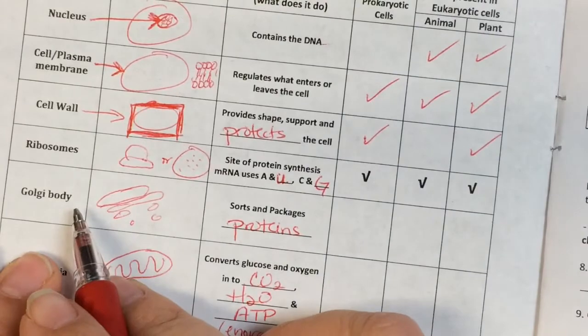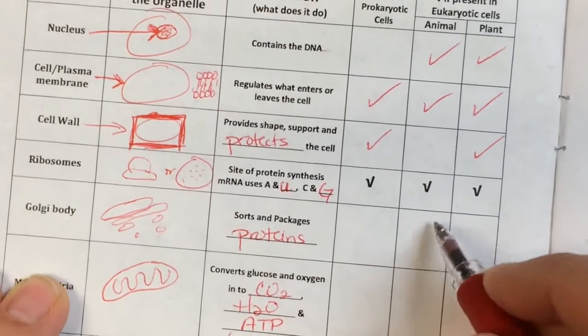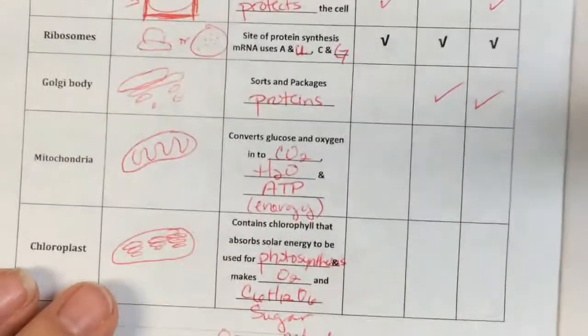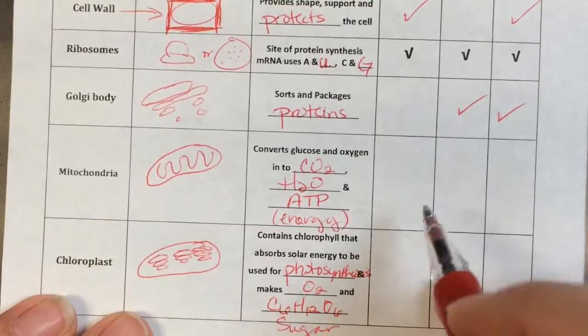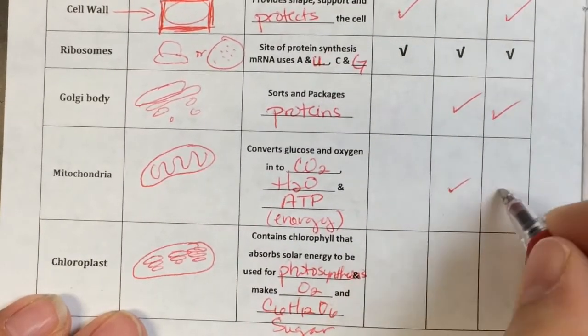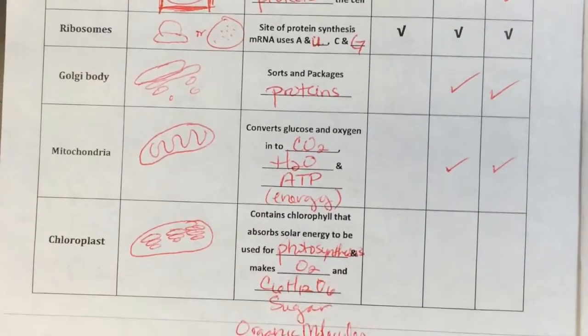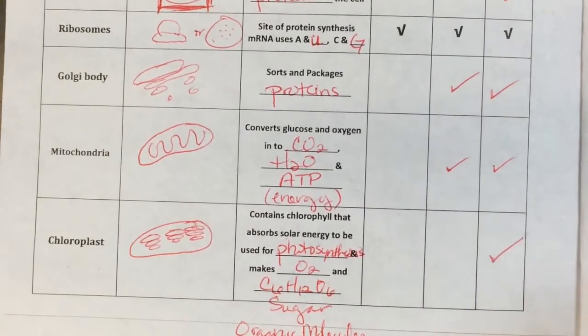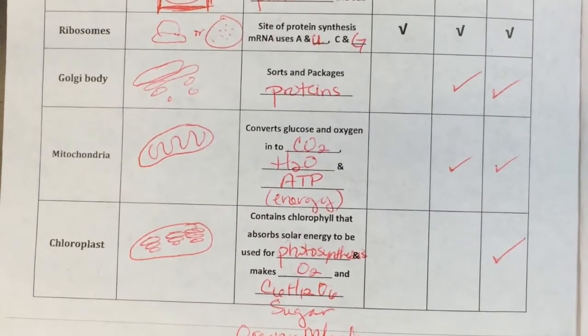Golgi bodies, that's an organelle, so we don't find it in prokaryotes, but it is in animals and plants. Mitochondria, again another organelle, not in prokaryotes, but in animals and plants. And finally, chloroplast, also an organelle, so it's not in prokaryotes or animals, but we do find it in plants.